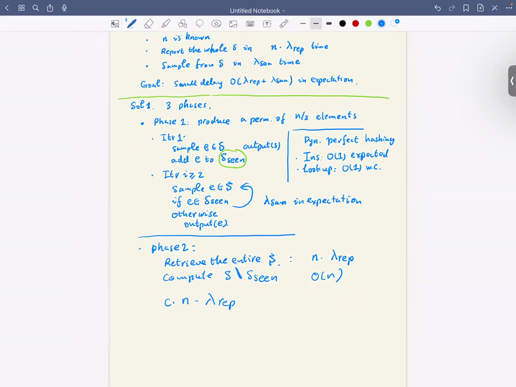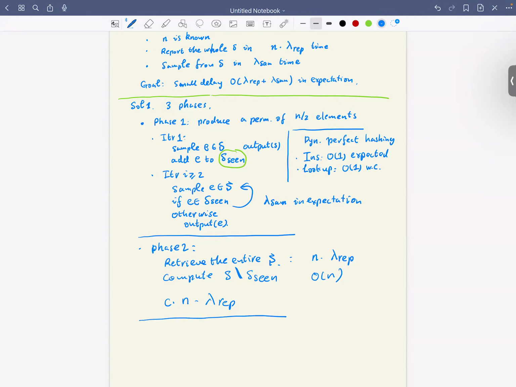So that's phase 2. You can see that phase 2 outputs nothing. Long delay. How long? Wow, this is n. The delay is n, actually n times lambda rep. This is pretty much the worst you can hope for. If this was supposed to be a small delay algorithm, the algorithm would have failed right here. But that's okay.